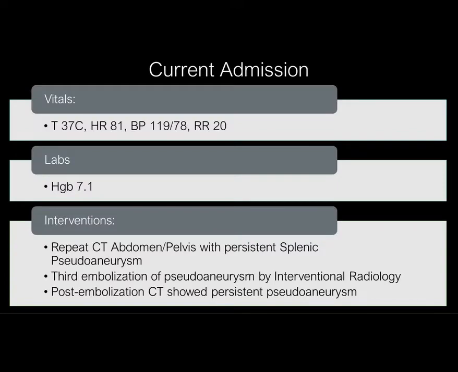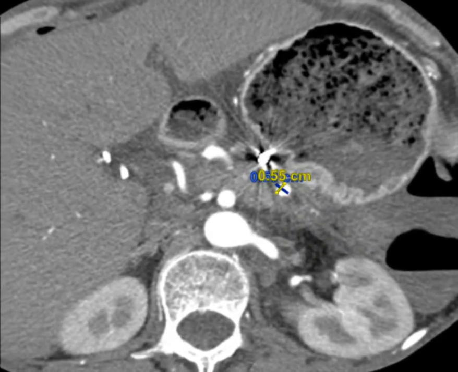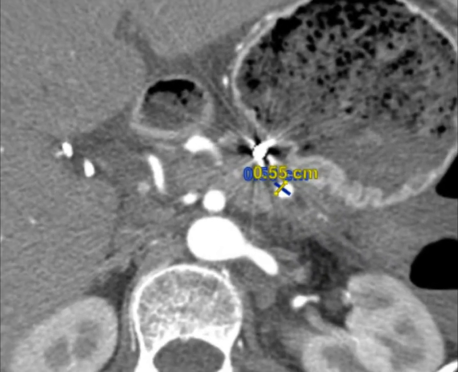At presentation, she was hemodynamically stable with a hemoglobin of 7.1. A repeat CT abdomen and pelvis demonstrated a persistent splenic pseudoaneurysm, for which our interventional radiology service performed a third embolization. Unfortunately, post-embolization CT scan demonstrated a persistent pseudoaneurysm, with the patient requiring multiple transfusions.